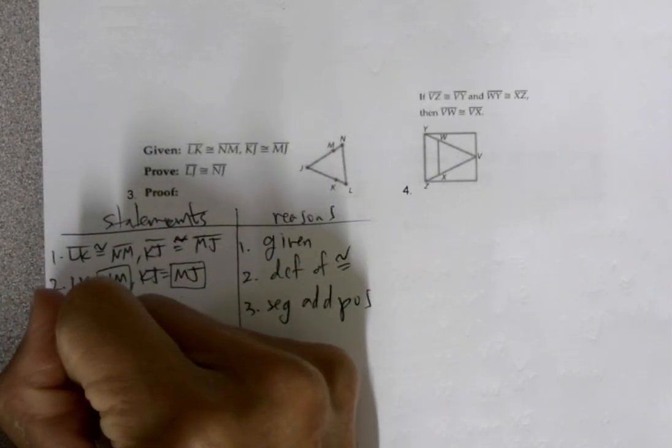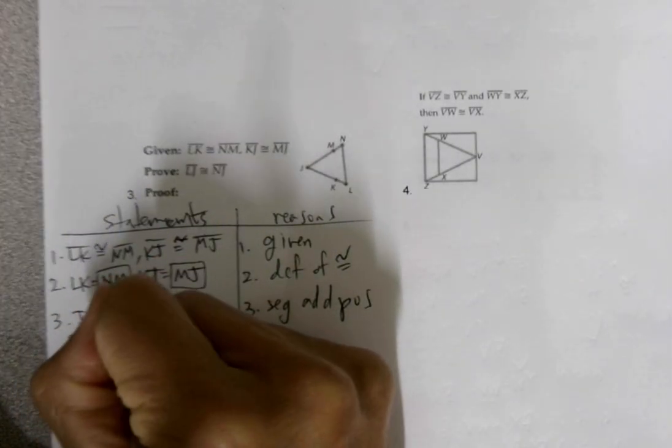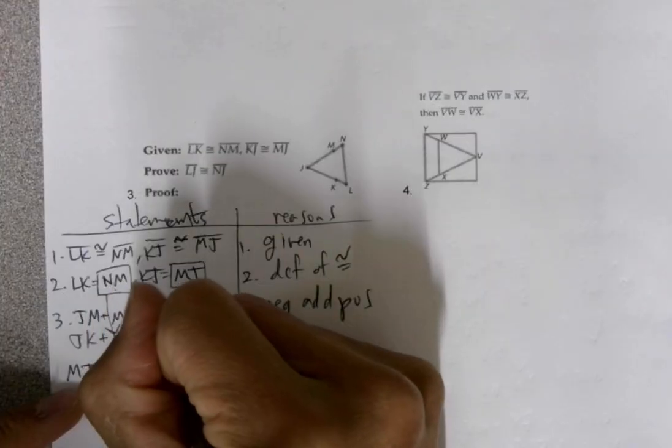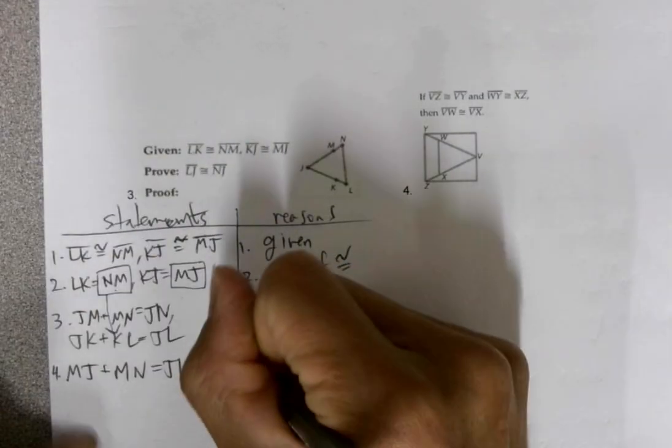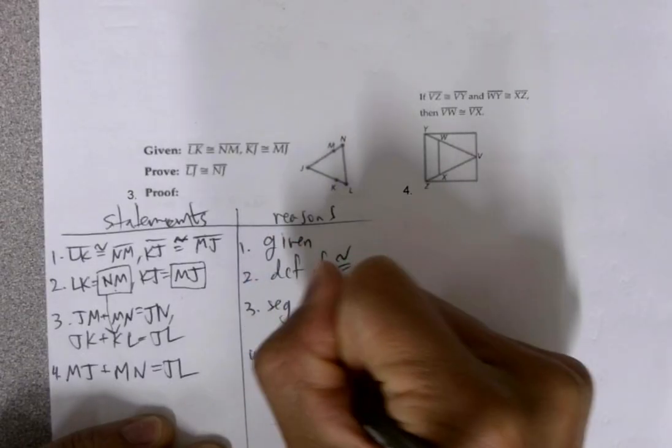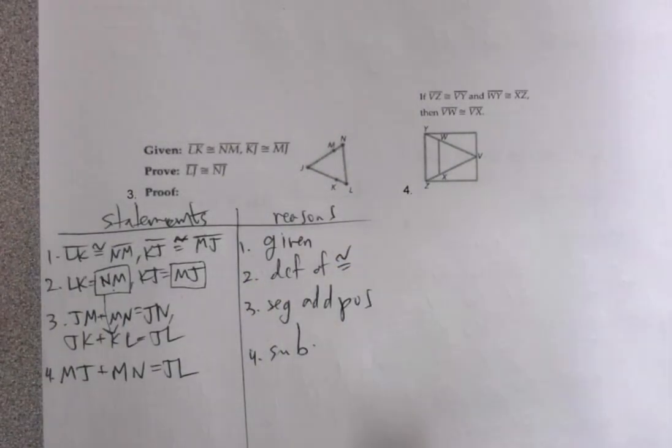So we have MJ plus MN. I'm going to go ahead and write it like that, is equal to JL. So this is step 4. That's substitution. Okay. So now what am I going to do?